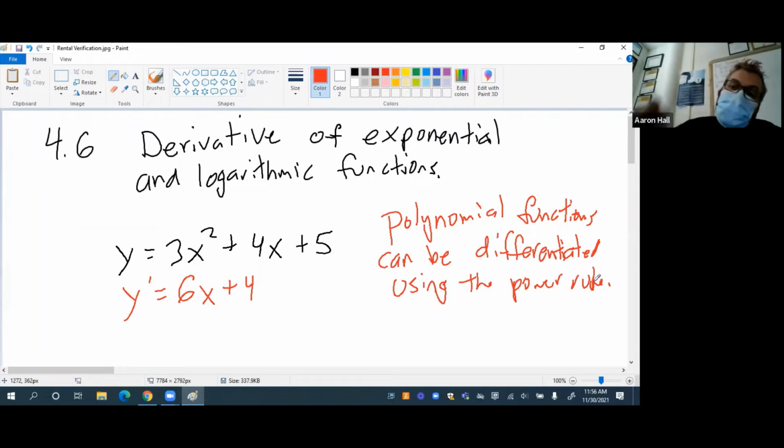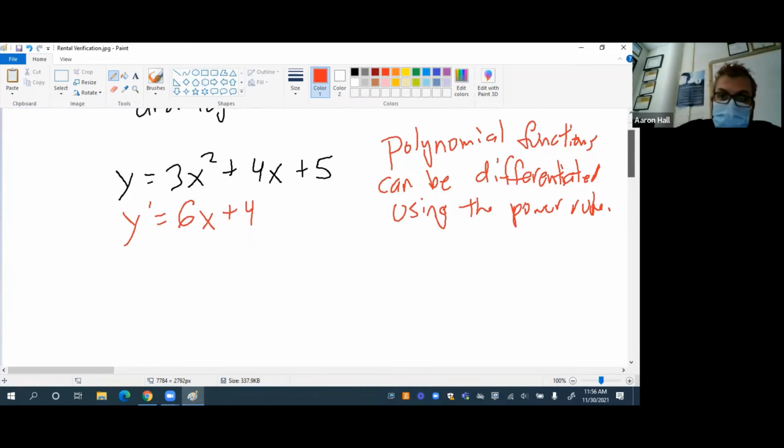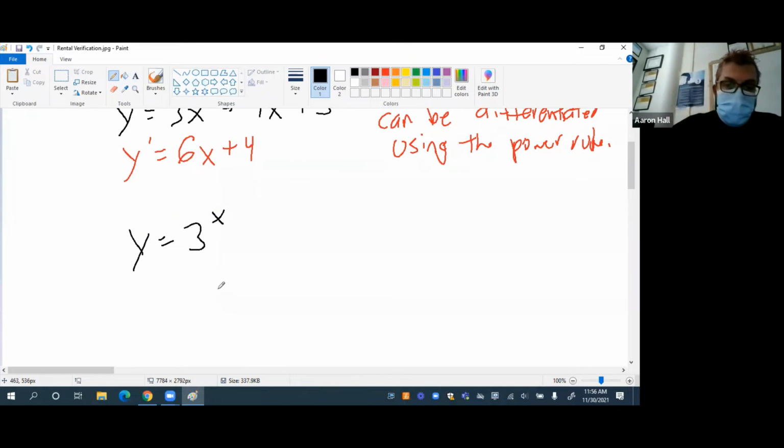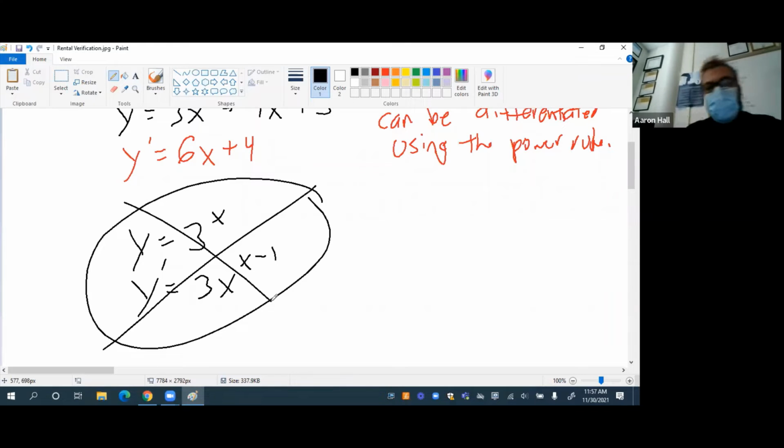Now, we do have a concern about this other function family called exponential, where I have y equals, I don't know, 3 to the power of x. It seems like we could do the same thing. If we wanted to find the derivative of this, we would multiply our base with our exponent. That would give us 3x. And then we need to subtract 1 from our exponent, which would be x minus 1. And the answer is that does not work. We cannot do it this way.